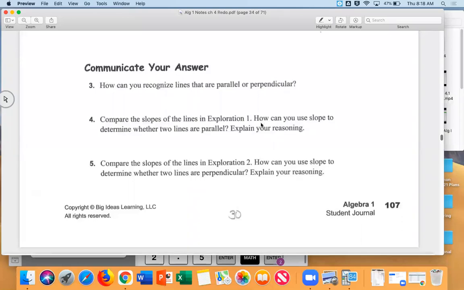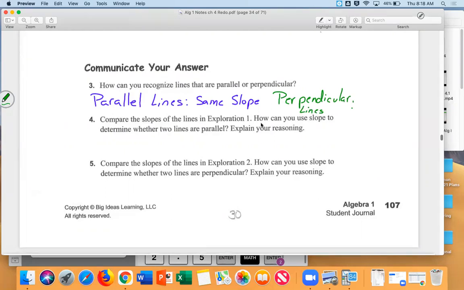All right. So how can you recognize lines that are parallel or perpendicular? Parallel lines, same slope. Perpendicular lines, slopes are opposite. Here we go. You ready for this? Reciprocal.